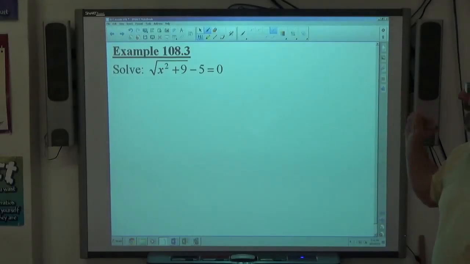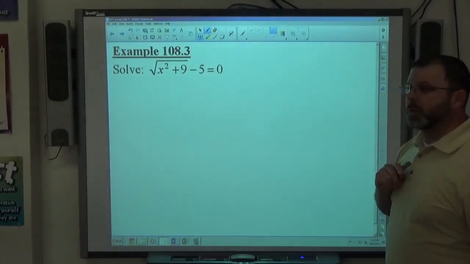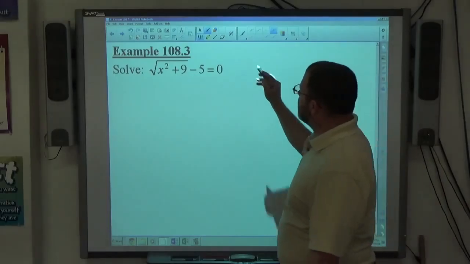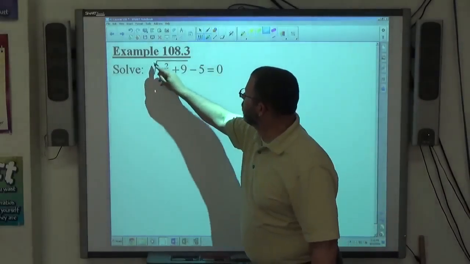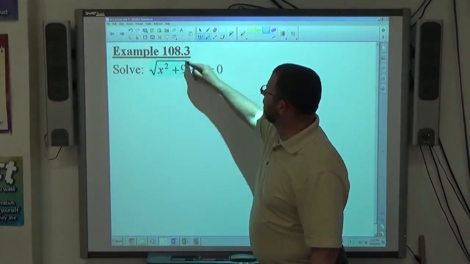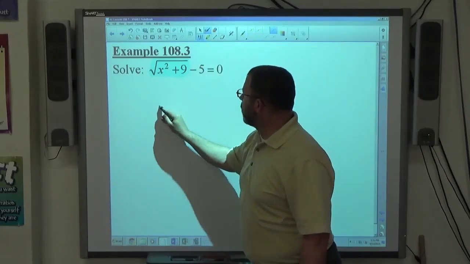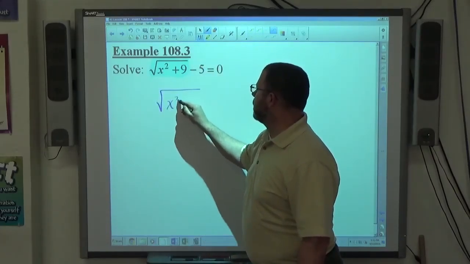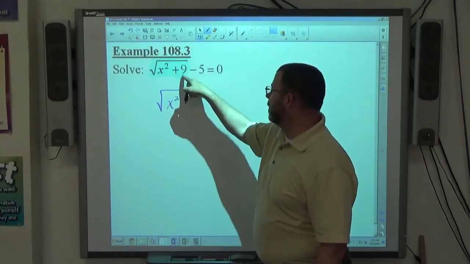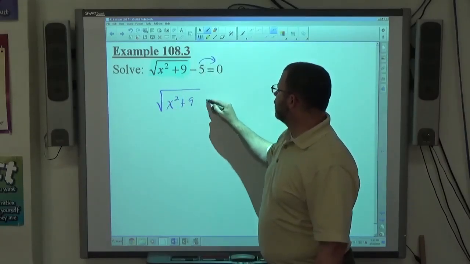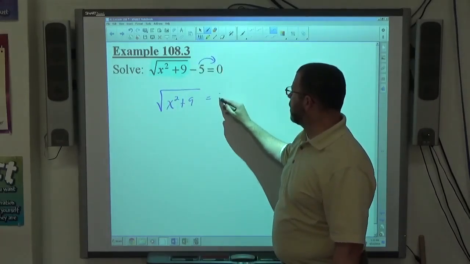Okay, this problem is slightly different in that it has an x squared in it. But again, it doesn't matter what's inside the radical. Your first priority is that whatever this radical expression is needs to be isolated. So I'm going to write square root of x squared plus 9, staying right where it's at on the left-hand side. I move the negative 5 across, the equal sign becomes plus 5, 0 plus 5 is 5.